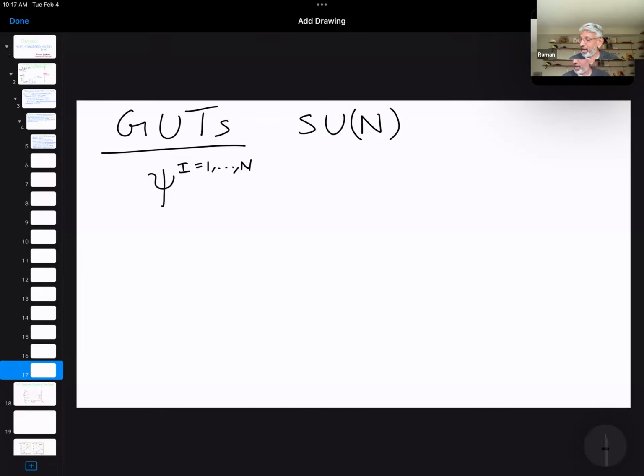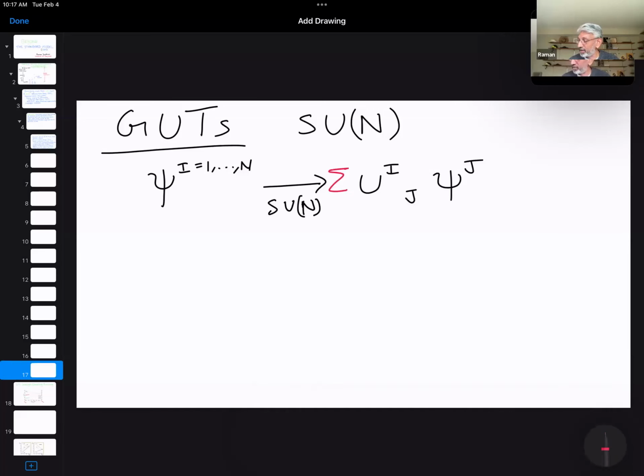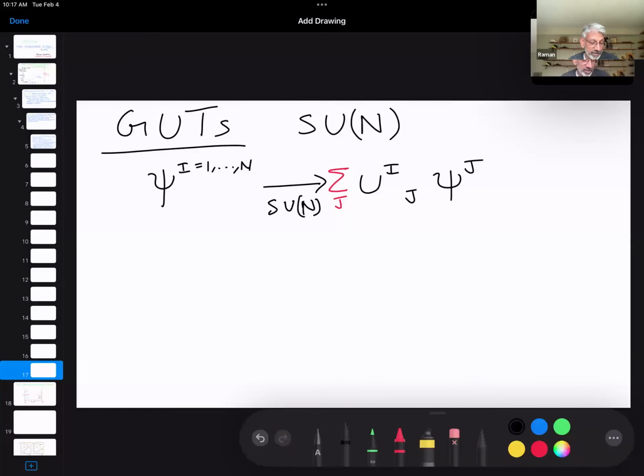And under SU(N) rotations or SU(N) transformations, these things transform in some way, which I'll write like this. Okay, and in general, I'm not bothering to write summation over repeated indices. So I'm sticking to the usual notation where the repeated index is being summed. I'm just telling you once, but in general, I won't keep repeating summation signs. And so we get this.